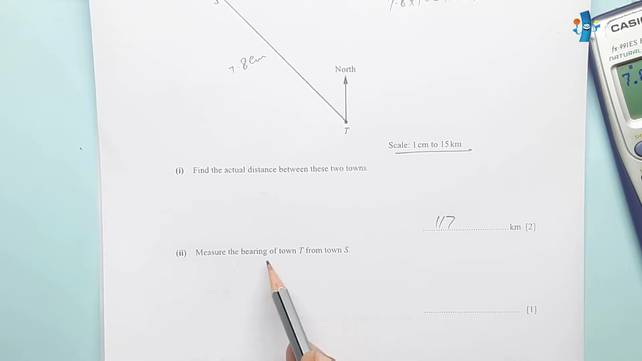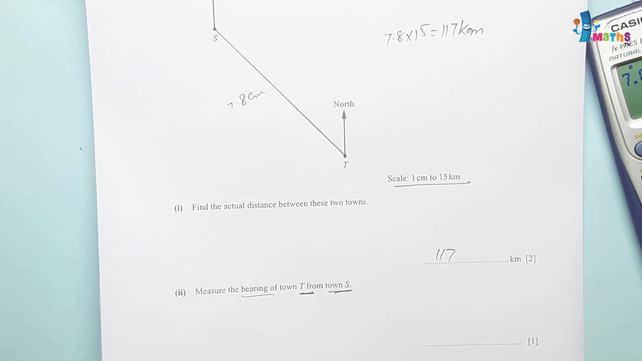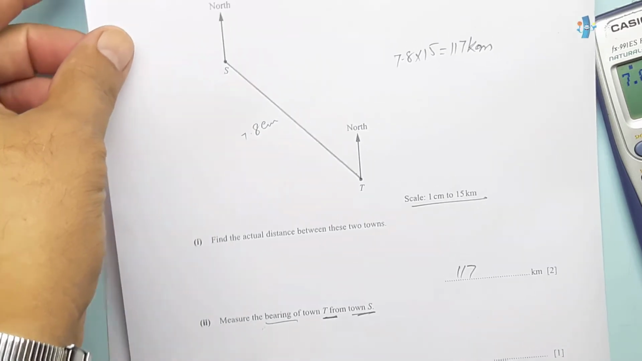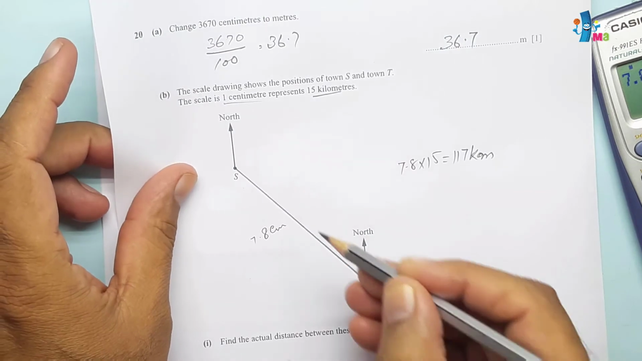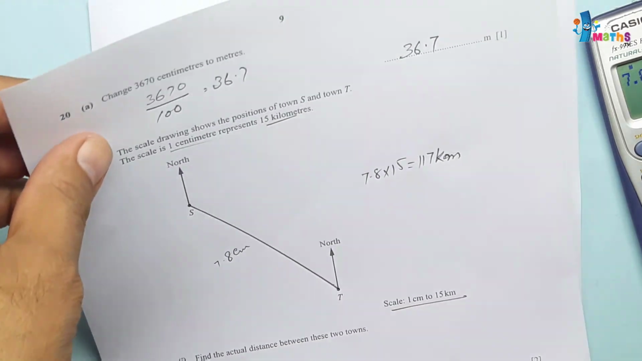Then they are saying measure the bearing of town T from town S. So we have to measure the bearing of T from S. So from S means bearing of T from S. So we'll have to start measurement from this point. How we will be measuring?